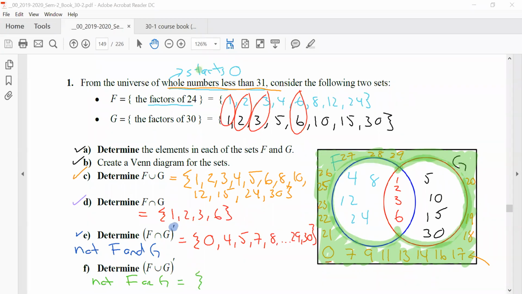So again, a lot of numbers. 0, 7, 9, 11, and I'm just going to go anything that's on the outside. 28, 29.